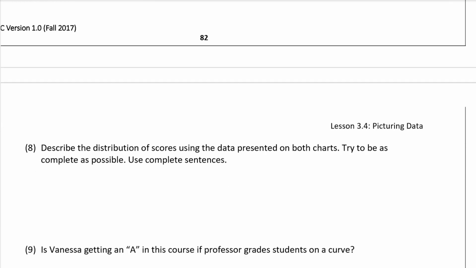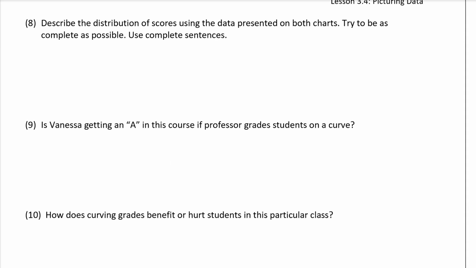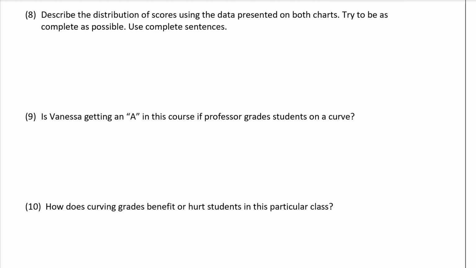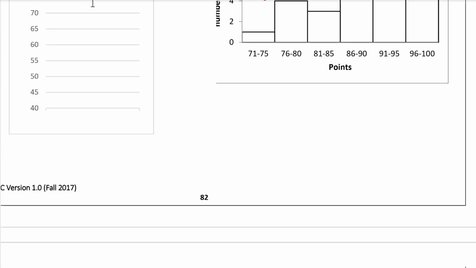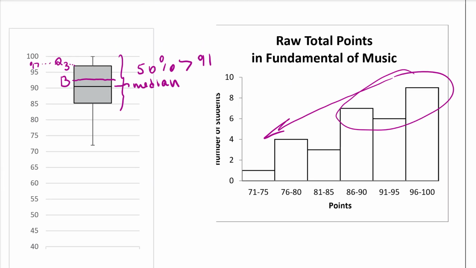So then what's going on? We hear about curving being a good thing. So how does curve grading benefit or hurt students in this particular class? Well, if you look at this chart, I don't see people benefiting as much, because anybody who scored more than 90, they're not getting an A, so it's hurting the students who earned a higher raw score. It's definitely hurting the students who would have gotten an A, but are getting a B right here.